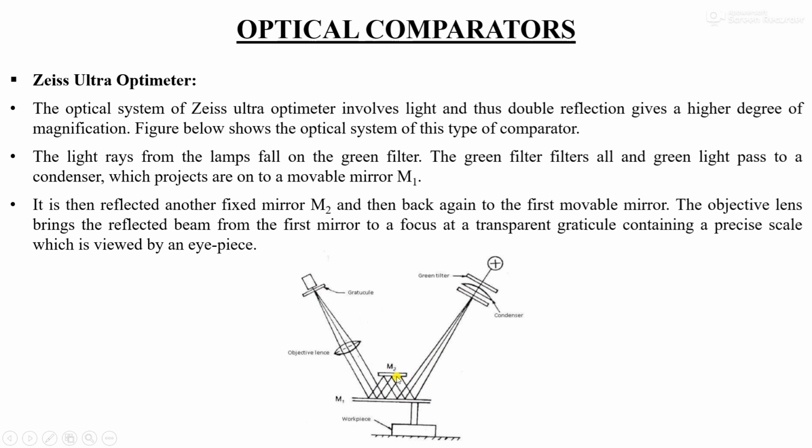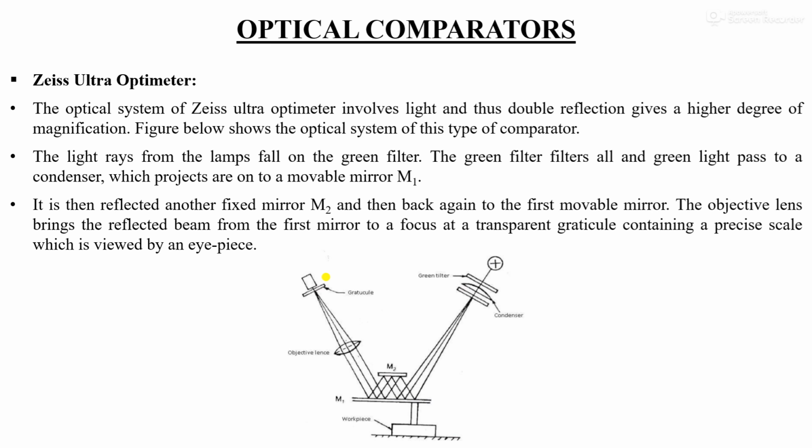After that, it gets reflected back from the mirror M2 and goes back to the mirror M1. And after reflecting the second time from mirror M1, the rays of light will go through the objective lens and onto the graticule, and the graticule will show you the comparator deviation value.